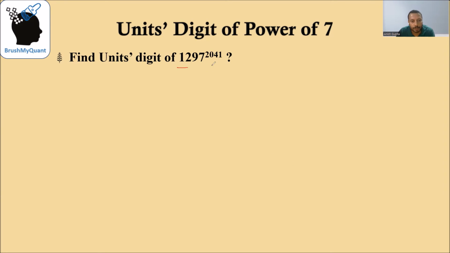Find the units digit of 1297 raised to 2041. Now whenever we have a big number like this and we have to find the units digit, we can actually ignore all the digits except the units digit. So the units digit of this entire number will be the same as the units digit of 7 raised to 2041. Now we know that 7 has a cycle of 4 for the units digit. So we will divide 2041 by 4 and check the remainder.